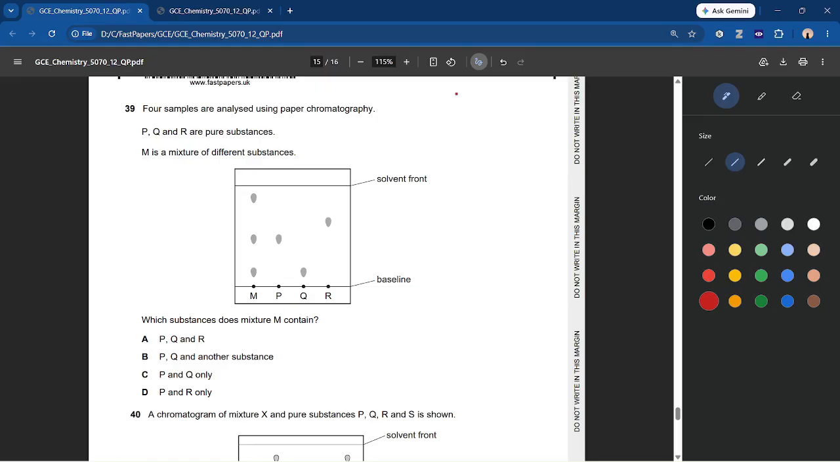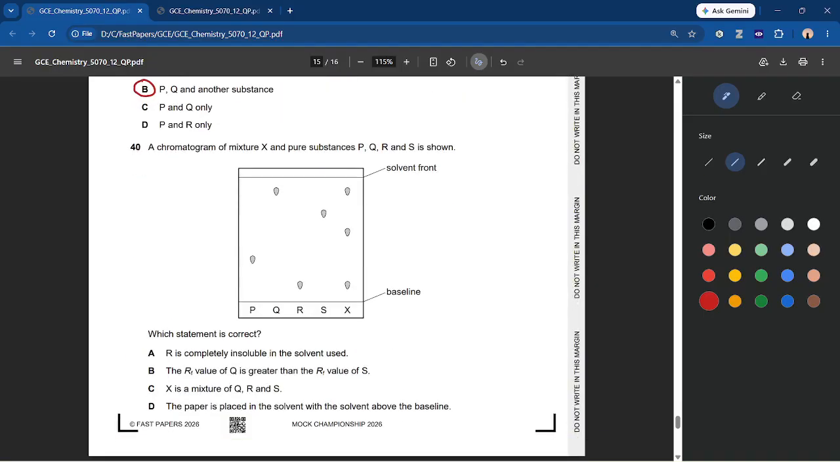All right, four samples are analyzed using paper chromatography. P, Q, and R are pure substances, so pure substances means no other substance or element. M is a mixture of different substances. So let's take a look at M. M correlates with Q, M correlates with P, but not with R. So which substance does mixture M contain? There's also one spot over here, but because we don't have it on the chromatography sheet, this is the correct answer. 39 is going to be P, Q, and another substance.